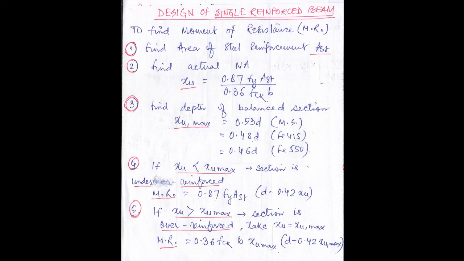And how will you find MR, moment of resistance? MR is equal to 0.36 FCK B XU max within bracket D minus 0.42 XU max, bracket close. So these are the steps. I hope all of you have noted it down. Now I will start one university problem and you also simultaneously do it with me. See the step and then do it with me.